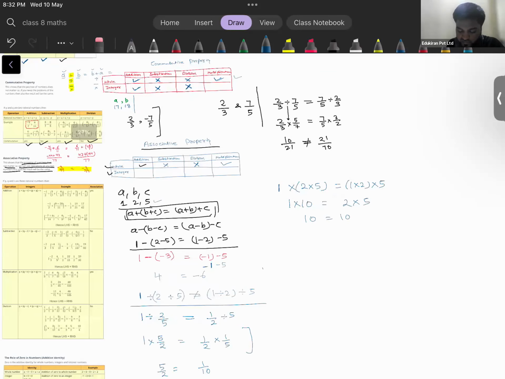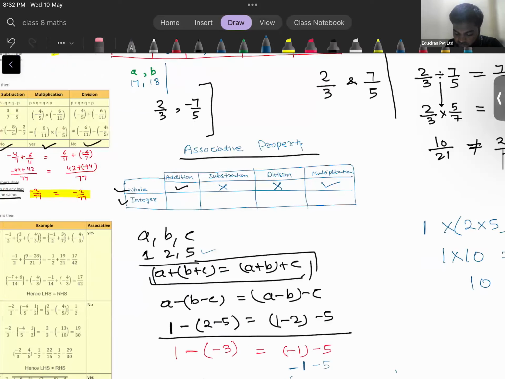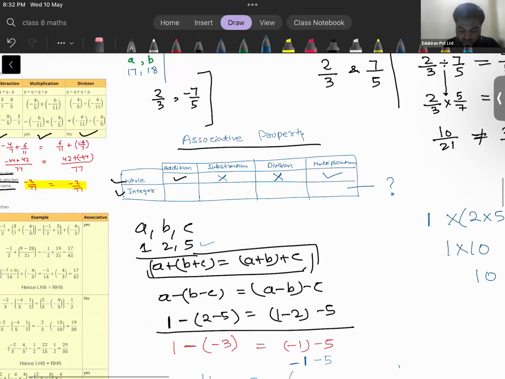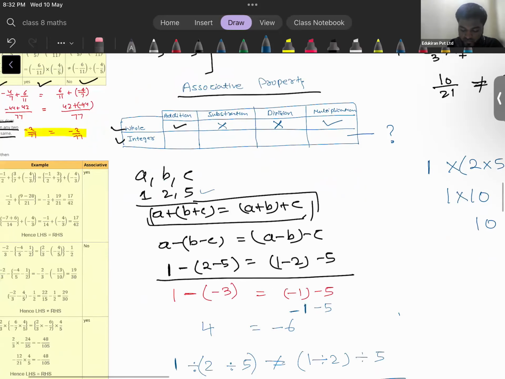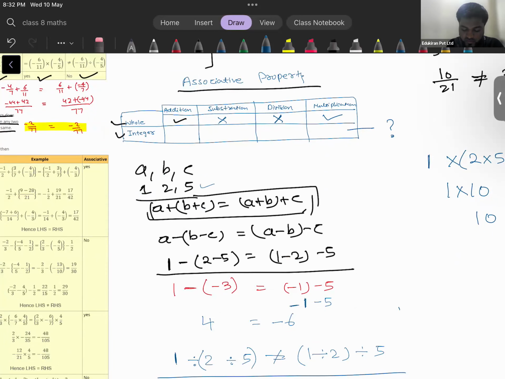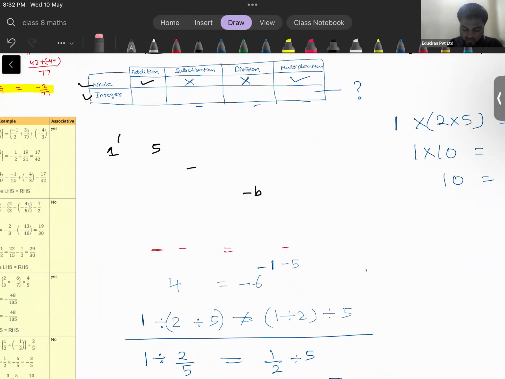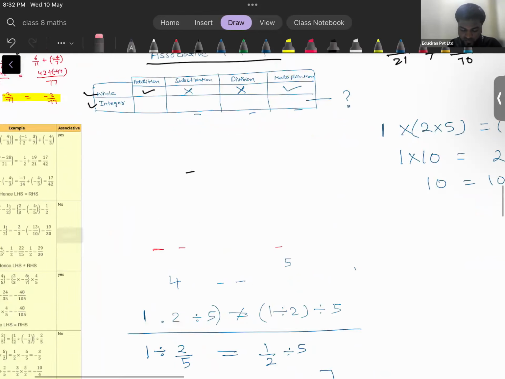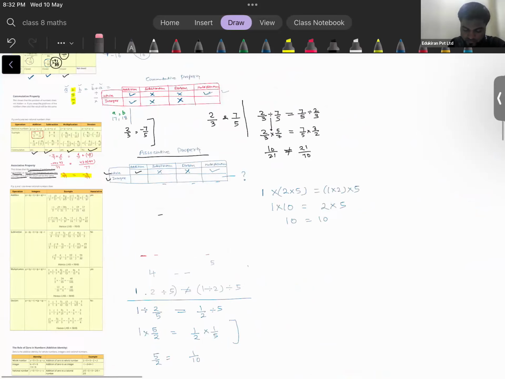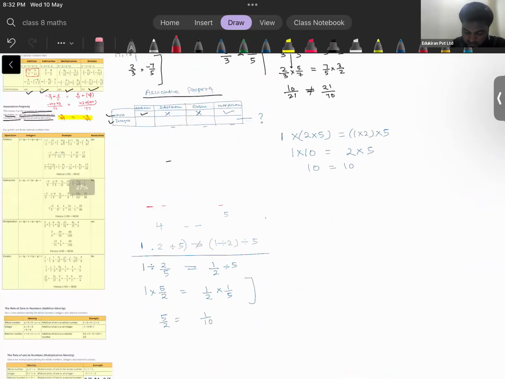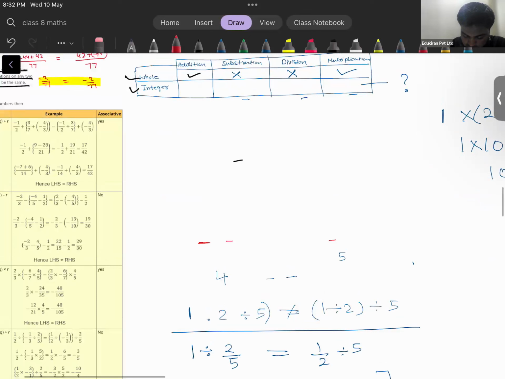Okay, this one I have left. You have to do it as your assignment, whether integers are following the associative property under addition, subtraction, division, and multiplication or not. That will be part of your assignment. Okay. For now, let's talk about rational numbers.